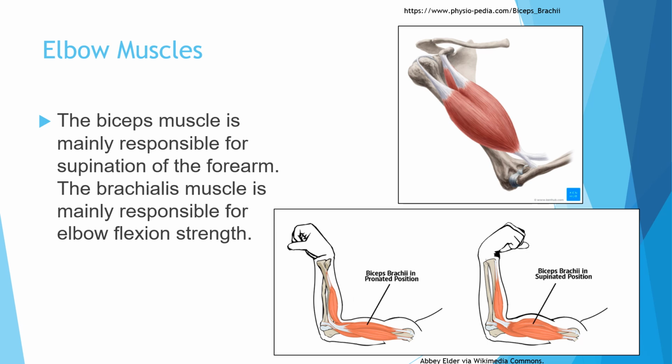So they may give you a scenario. The diagnosis of that scenario is rupture of the biceps tendon. They will ask what is the most affected function. It is not elbow flexion. It's actually supination of the forearm. So the biceps brachii muscle is the main supinator. It moves the forearm from pronation to supination. The main elbow flexion strength comes from the brachialis muscle. So the brachialis muscle is the main muscle responsible for elbow flexion strength.